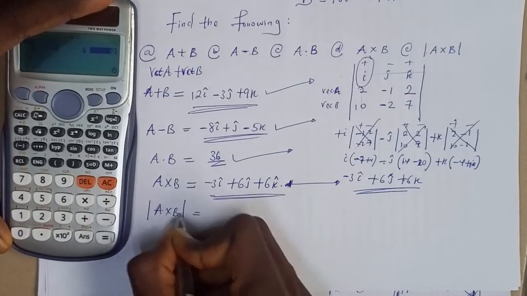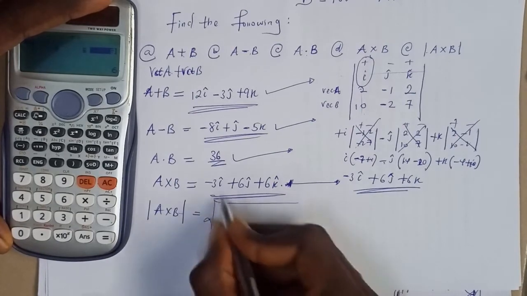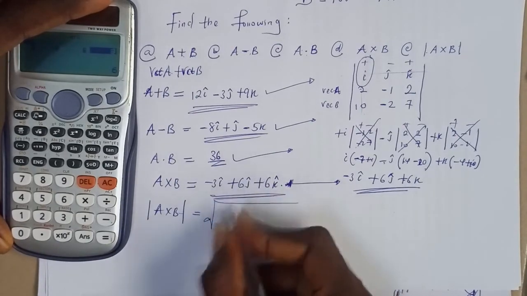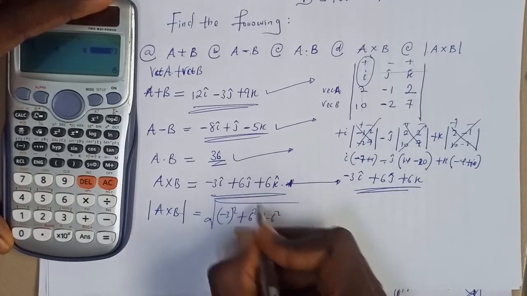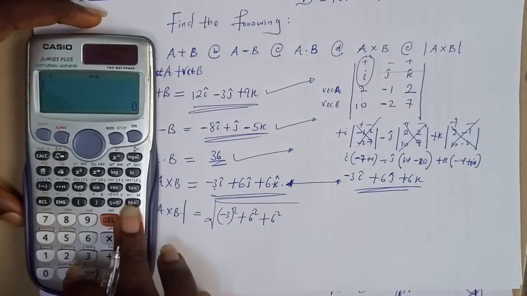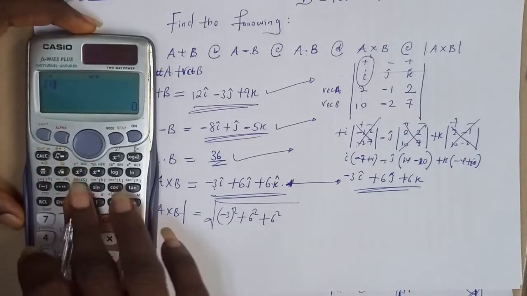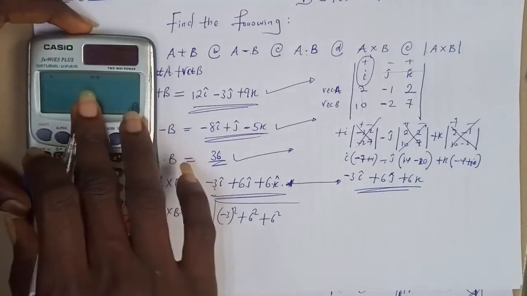Since you already have your A cross B, to find its magnitude, all you just need to do is to take the square root and you square each of the coefficients of those directions. That's minus 3 squared plus 6 squared plus this 6 squared. So how will you be able to do that? Press your AC button, but you won't be able to process the natural display of this calculator except if you remove the vector mode away.